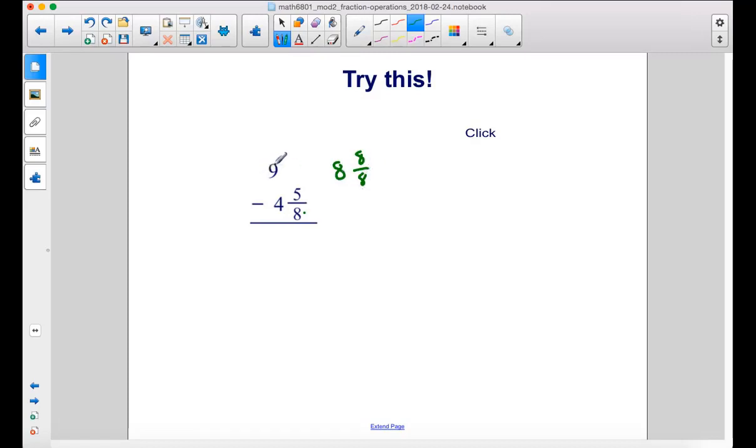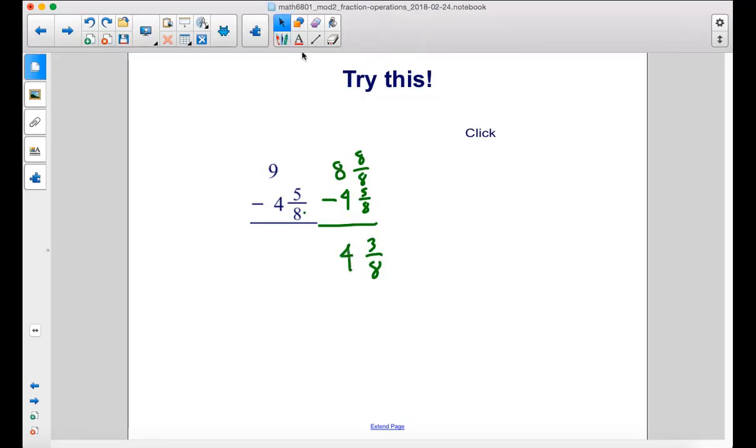So 9 can be rewritten as 8 plus 1, and we just choose to write that 1 as 8 over 8. I chose 8 as the denominator because that's what it is in the bottom number, and that will make our lives easier. So then we just have our 4 and 5/8, and here's our new problem. So we subtract 8 minus 5, we get 3 over 8, and we subtract 8 minus 4, we get 4, and that is our answer.